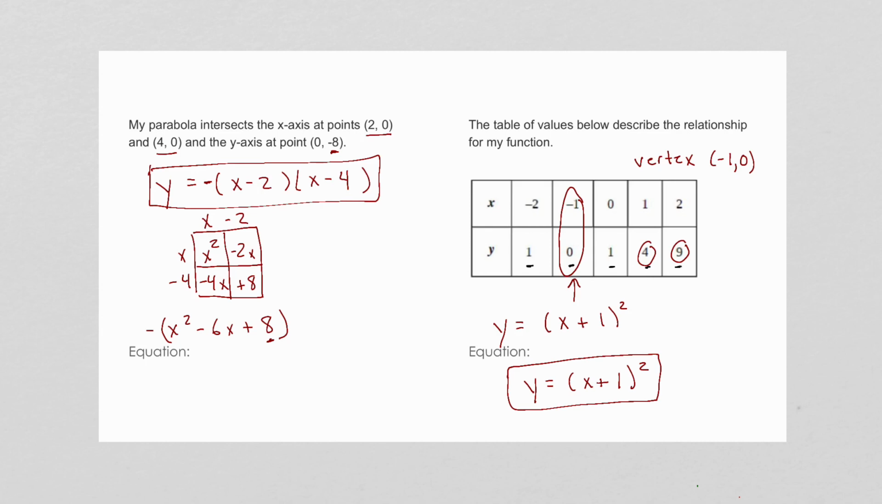But the one thing that I want to emphasize is that when we're looking at a table, a graph, a description, whatever, we're looking for key points. We're choosing whether to write the equation in factored or intercept, vertex, or standard form. And we need to look for the key points on the graph or in the description or in the table in order to be able to do that.